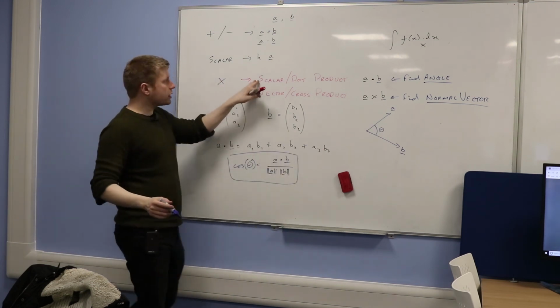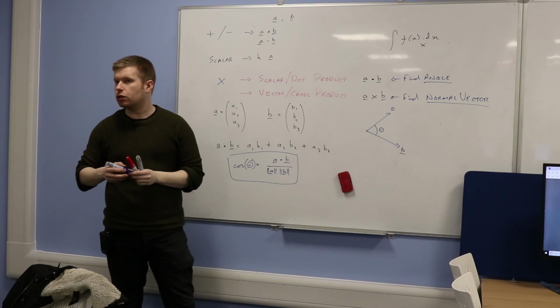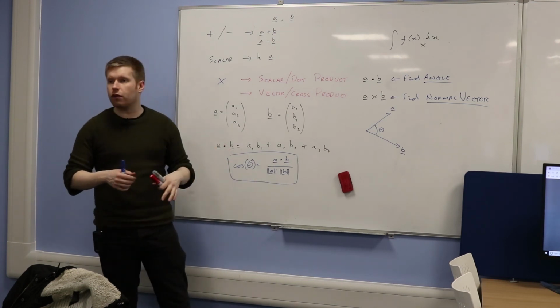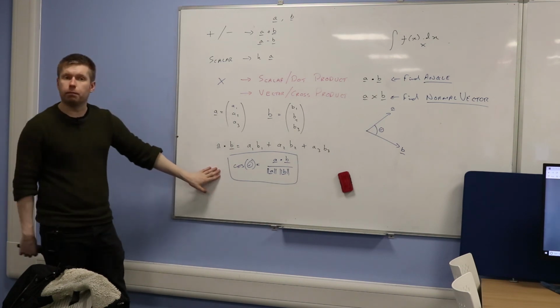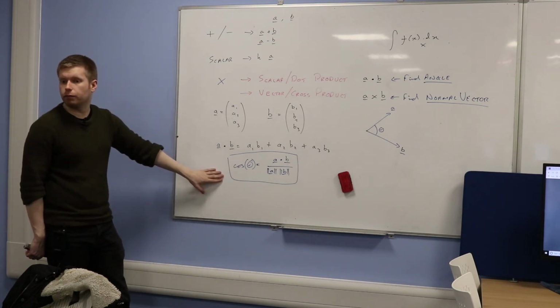The main use of the scalar product is to actually find the angle between the two vectors. So we don't just do it for the fun of it, we actually do it to find the angle between the two vectors, and this is how we do it. It literally comes from the cosine rule.